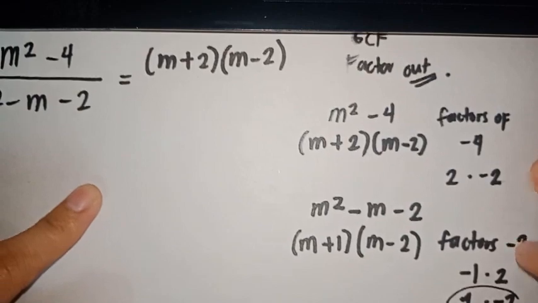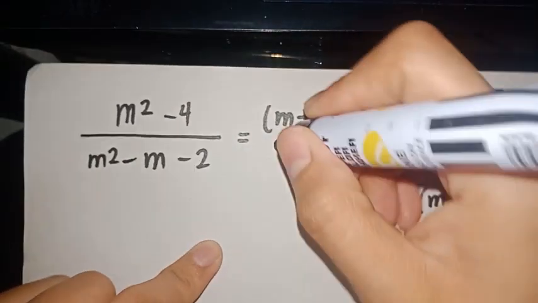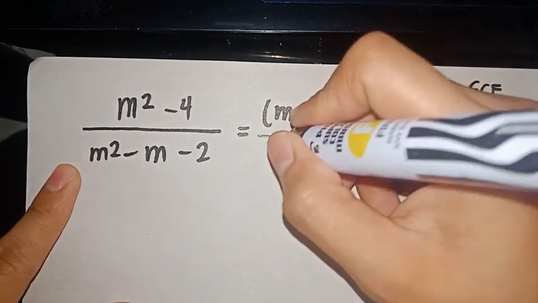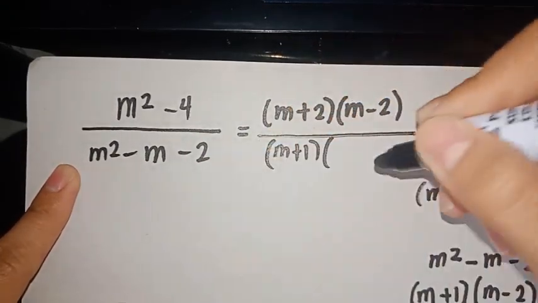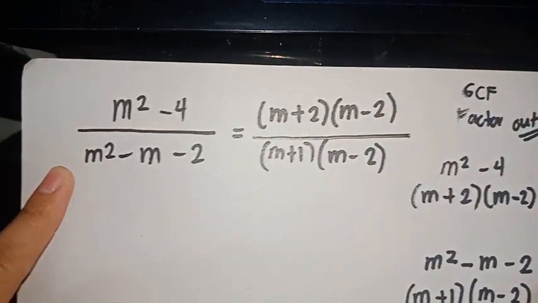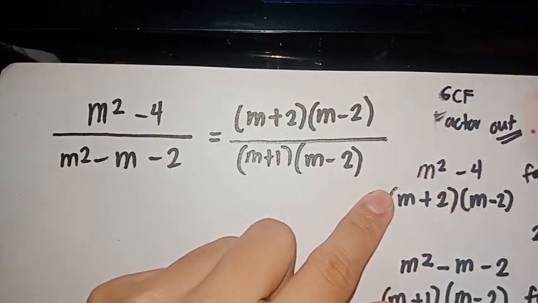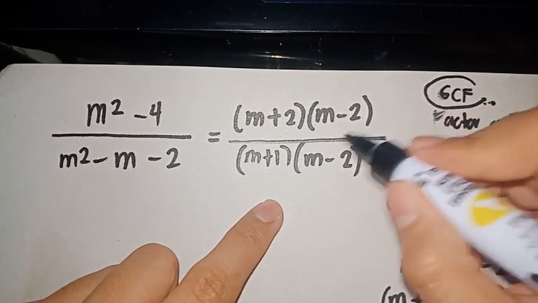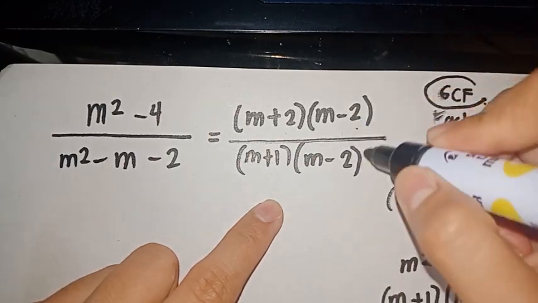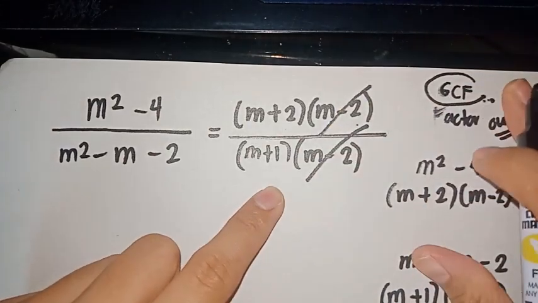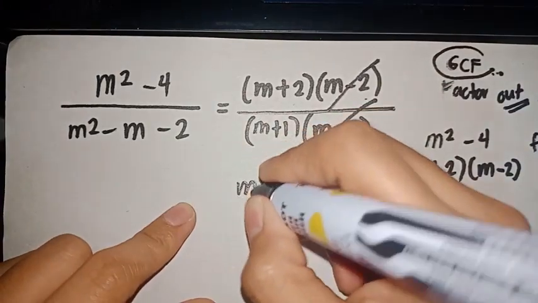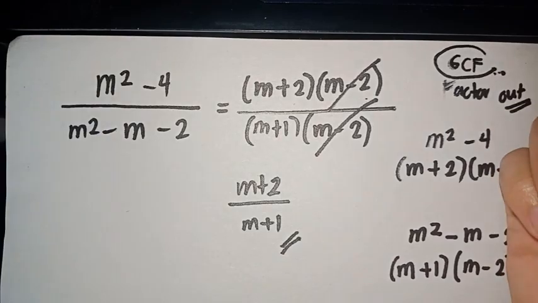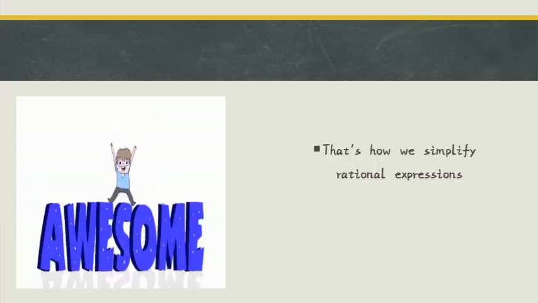Okay, let's rewrite that down. We have m plus 1 times m minus 2. Again, GCF, what is common? The common factor is m minus 2. So in that case, we can cancel that out. So we are left with m plus 2 over m plus 1. And that is our final answer. That's how we simplify rational expressions.